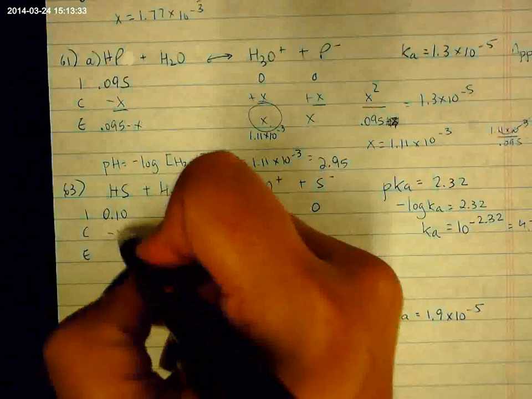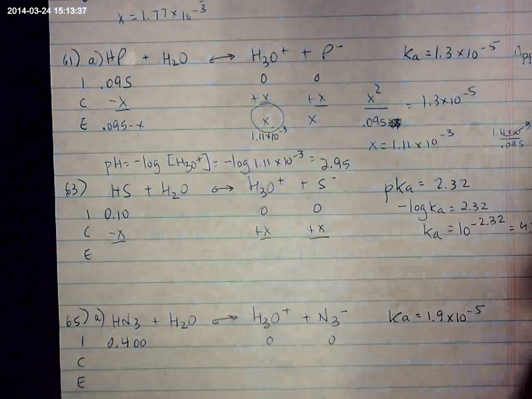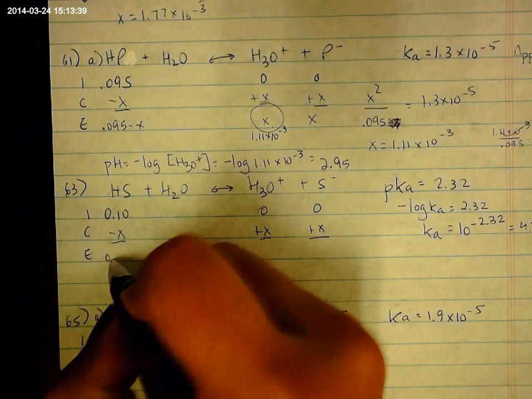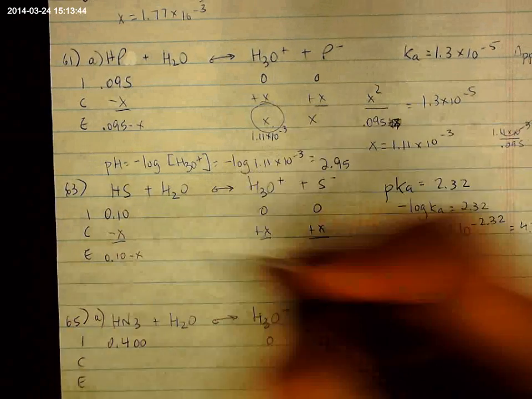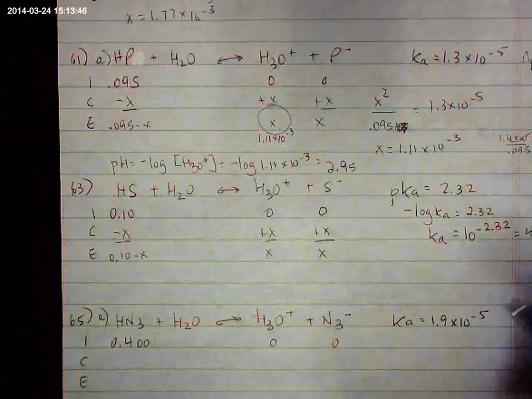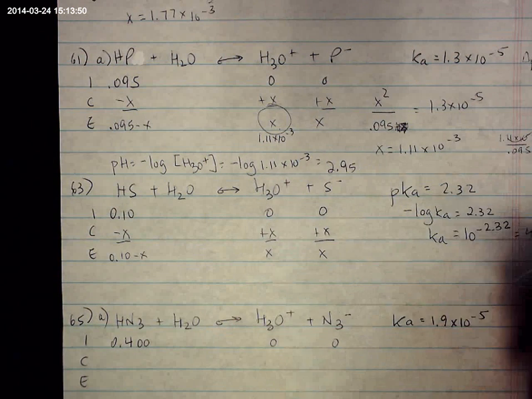I'm going to lose a certain amount of HS. I'm going to gain hydronium. I'm going to gain S minus. What that amount is, nobody knows just yet. I would have to do a mass action expression to figure out that value for X. All right, so let's take a look.